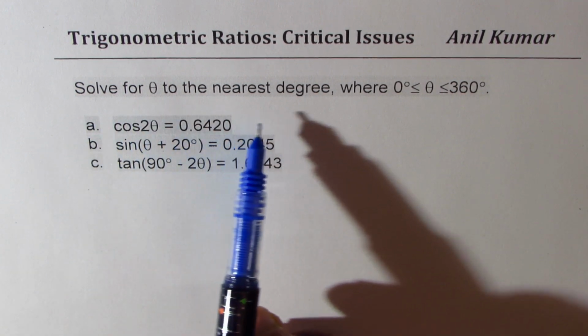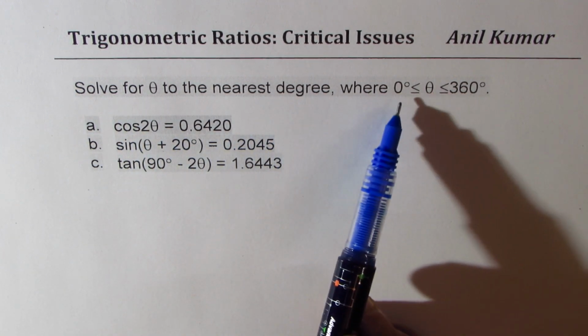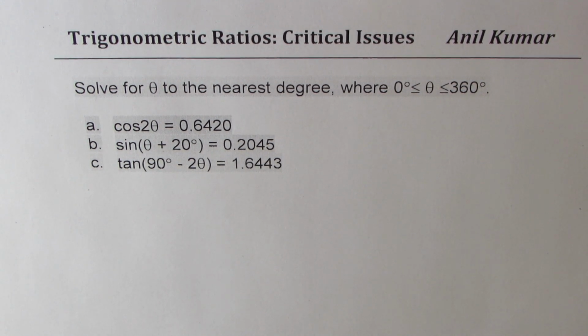Solve for theta to the nearest degree where theta is between 0 and 360 degrees. So we'll actually solve three different equations. Cos 2 theta equals 0.6420, sin(theta plus 20 degrees) equals 0.2045, and tan(90 degrees minus 2 theta) equals 1.6443. Well, some of you can always pause the video, answer the question, and then look into my suggestions.